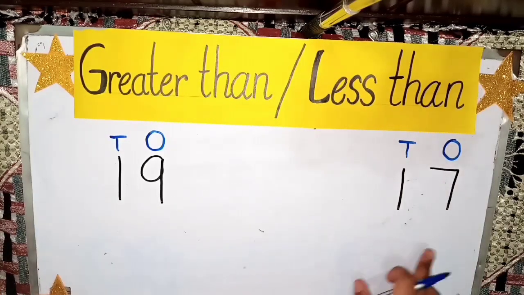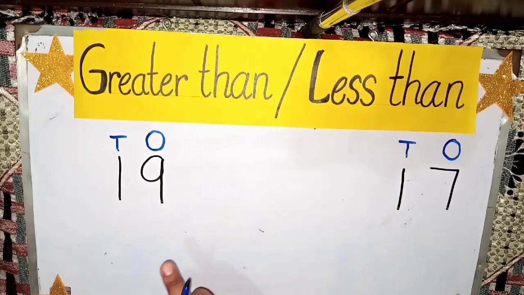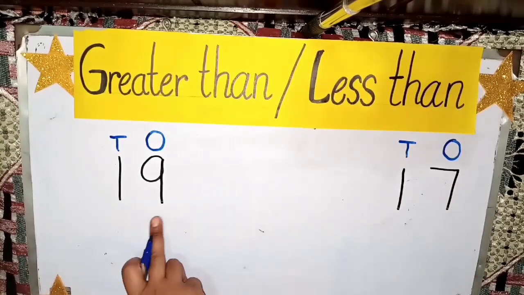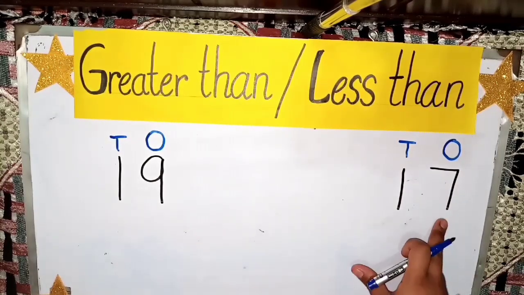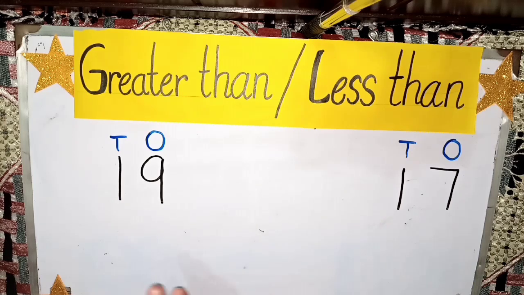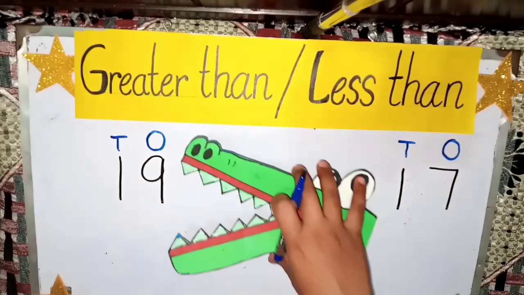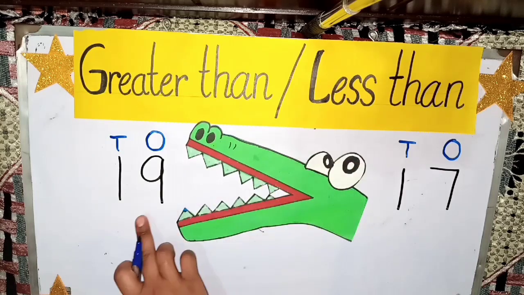check their ones. The number which will be having more number of ones will be bigger and it will be eaten by Mr. Crocodile. So 19 is having 9 ones, 17 is having 7 ones. So which number is bigger? Yes, number 19 because it is having 9 ones. So Mr. Crocodile will open its mouth towards number 19.